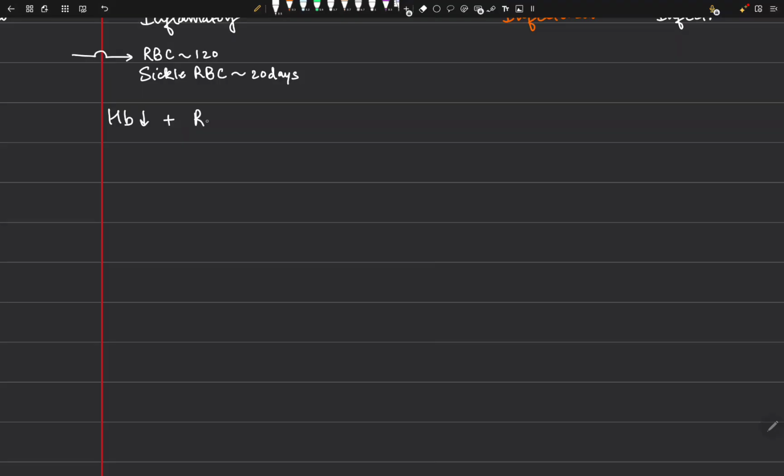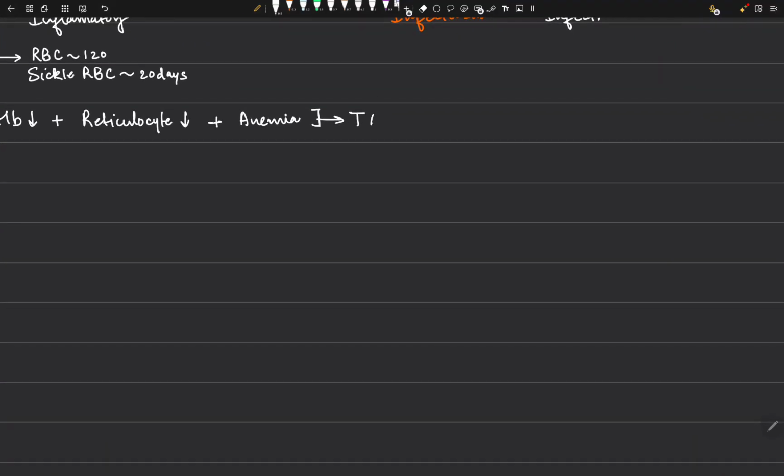Reticulocytes, right? They're gonna crash, and we have anemia because we have bad erythroid, right? And we call this thing transient aplastic crisis, TAC. Wow, transient aplastic crisis, right? So that's aplastic crisis.